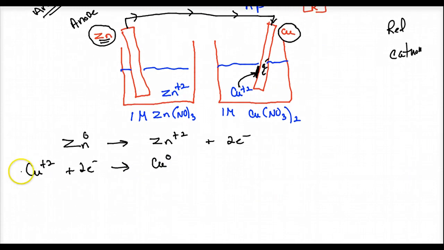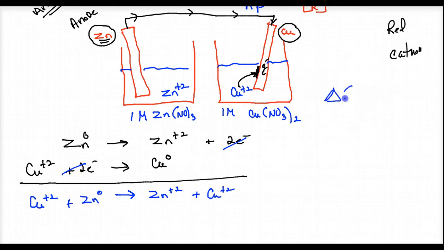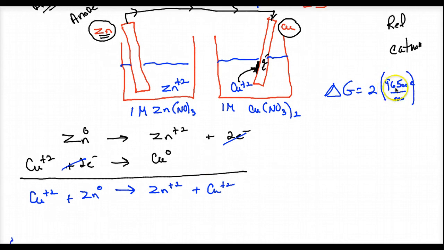Now, the overall reaction in this process is what? Well, copper plus 2 plus zinc gives me zinc plus 2 plus copper. Notice the 2 electrons cancel. If I wanted the delta G of the reaction, that'll be my 2. See the 2 electrons here? So delta G would be equal to the 2 Faraday's constant, which is 9,650, I believe. So 9650 coulombs per mole times the voltages.